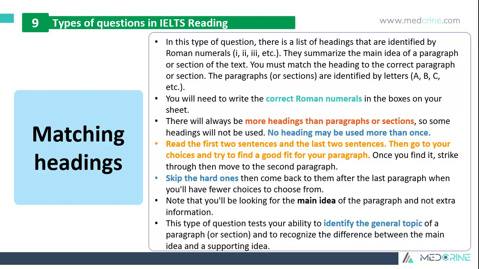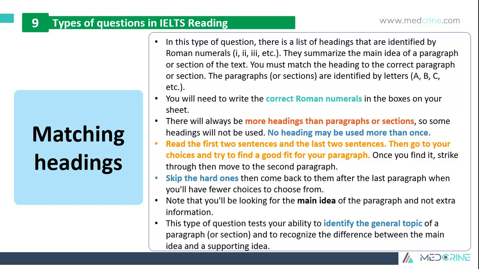The next type of question is matching headings. In this one, there's a list of headings that are identified by Roman numerals. They summarize the main idea of the paragraph, and you must match these headings to the correct paragraph or section. The paragraphs in this case are identified by letters A, B, C, etc. And you need to write the correct Roman numerals in the boxes in your answer sheet. There will always be more headings than paragraphs or sections, so some headings will not be used. And remember that no heading will be used more than once.